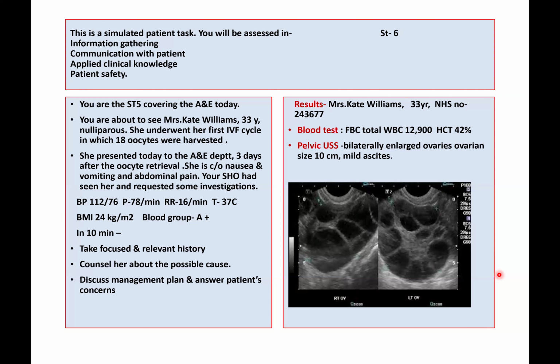Okay. I have been provided with your weight to height ratio, and it is normal, 24. And your blood group is A positive. Am I right? Yes. Okay, Kate. Currently, are you using any medication?